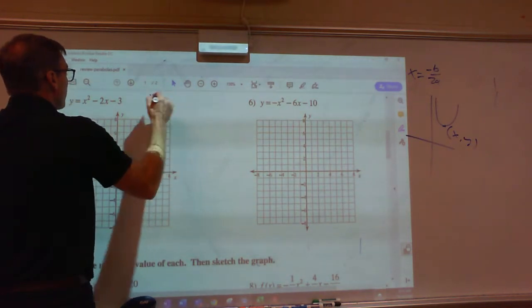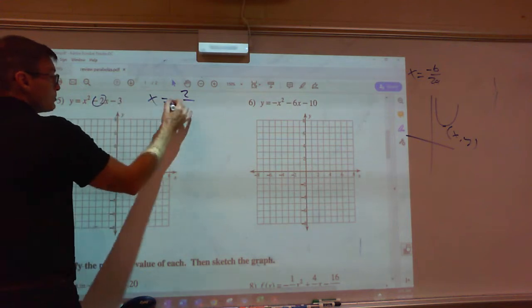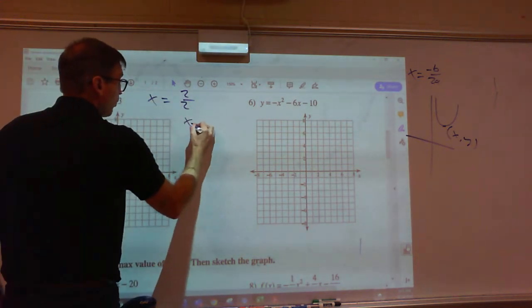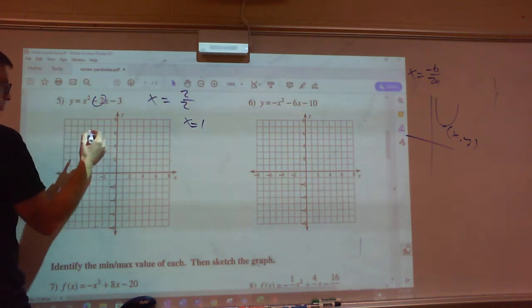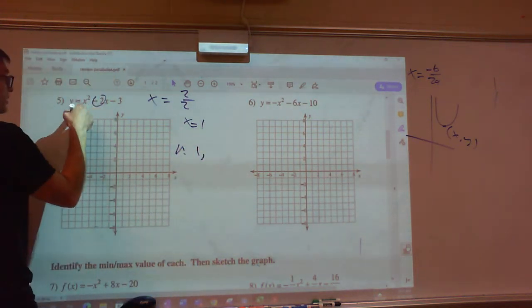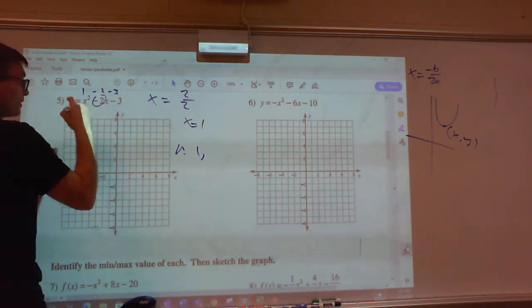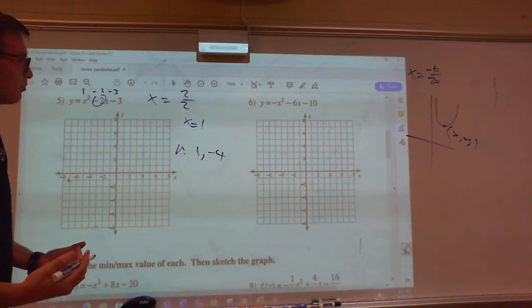So let's see, the x part's opposite of this, which is 2, all over 2 times this, which is 2. So the x part's 1. When I plug 1 in, I get 1 minus 2 minus 3. I get a negative 4. And so we have our vertex at 1, negative 4.